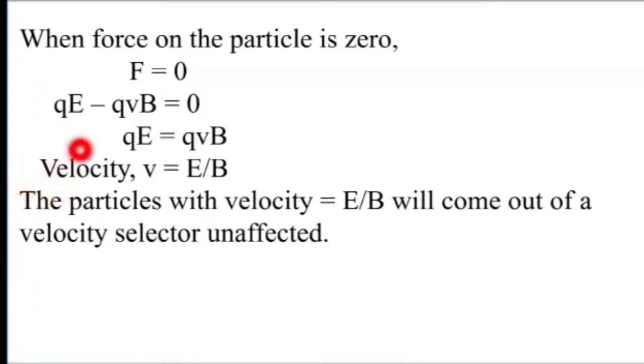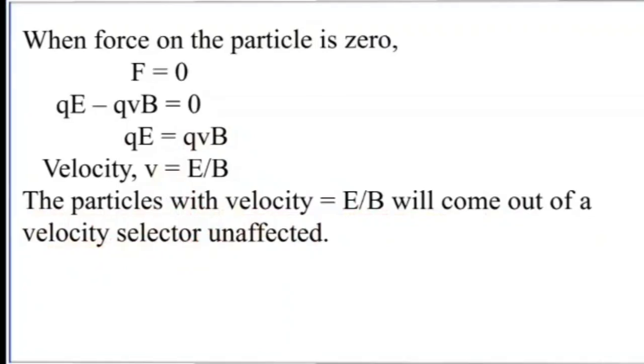So the value of the velocity with which the particle comes out of the velocity selector will be the ratio of our electric field and magnetic field. The particles with velocity E by B will come out of our velocity selector unaffected. This is how a velocity selector operates. That is all about the motion of a particle in magnetic field as well as both magnetic and electric field.